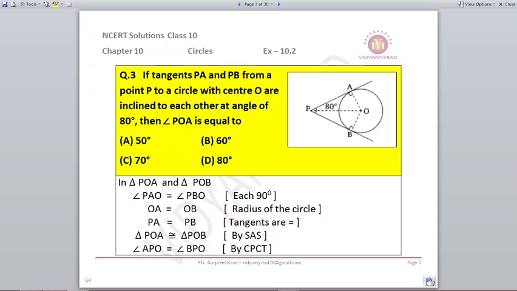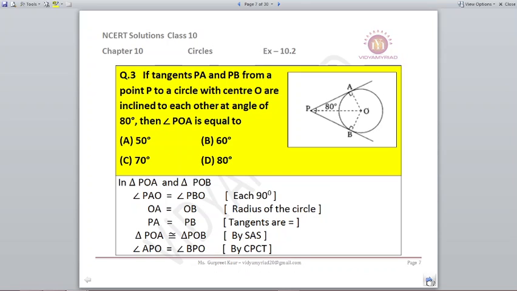Question number 3. If tangents PA and PB from a point P to a circle with center O are inclined to each other at an angle of 80 degrees, then angle POA is equal to dash. Now for finding this, first of all we need to make two triangles congruent so that we know any one part from this. Because if you look at the figure, we know angle APB whole angle is 80 degrees and angle PAO is 90 degrees. We have to find out POA. We don't have much information with us.